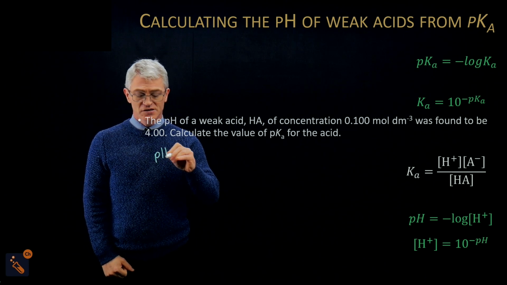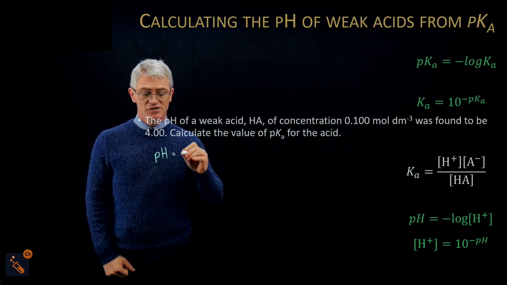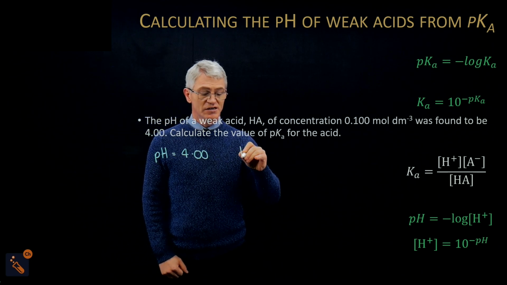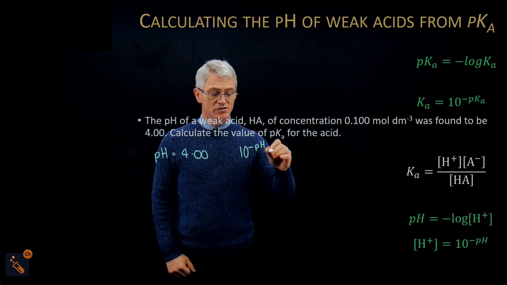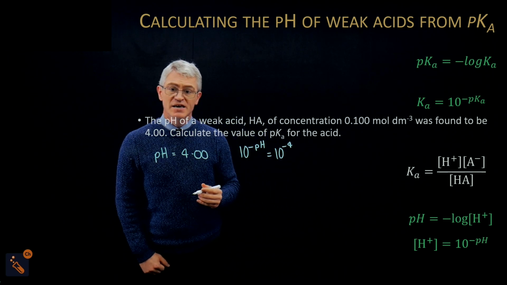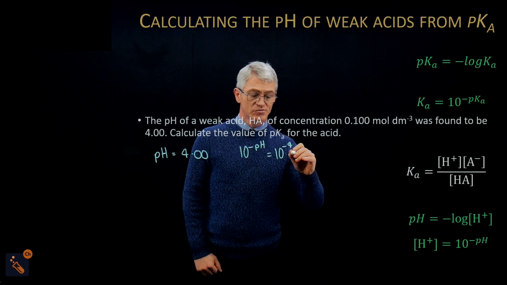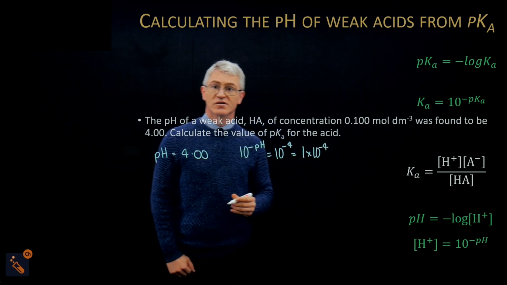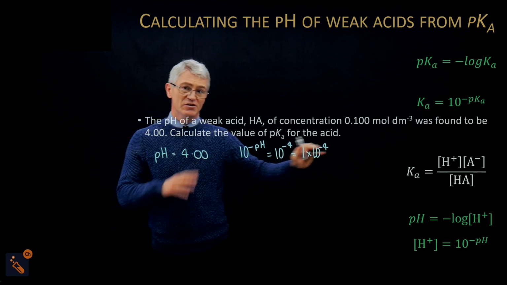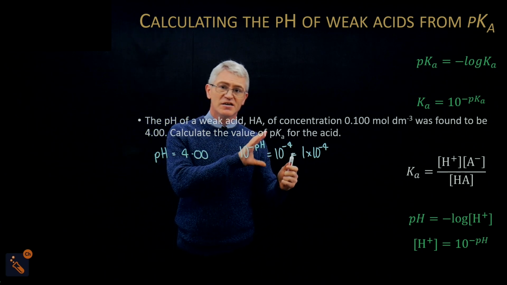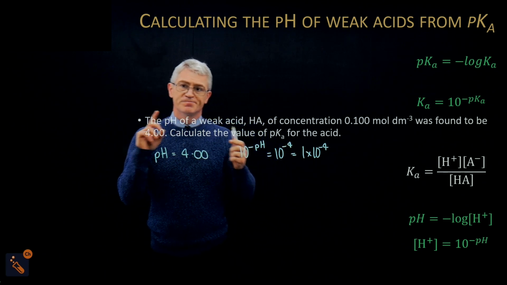So pH is equal to 4. So if I go to 10 to the minus pH, 10 to the minus 4, that is equal to 1 times 10 to the minus 4. I'm not including units anywhere here, just because of space, but that is moles per decimeter cubed.